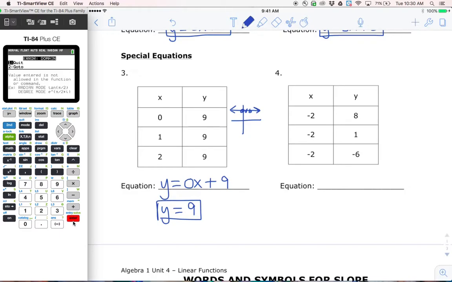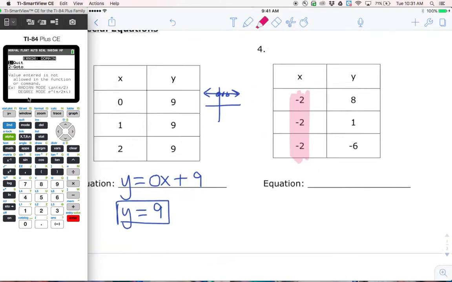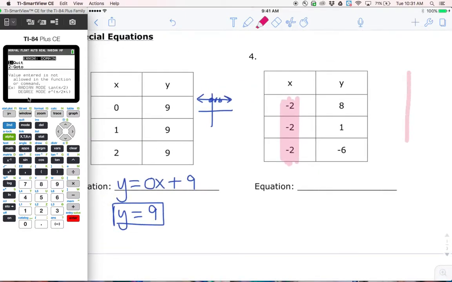And, error. We're getting an error for this one. Now we did it correctly. Why are we getting an error? Well, let's kind of think about what's happening here. So this one was a horizontal line. Slope was 0. You guys remember what this graph would look like? This would be a graph right here. So (-2, 8), (-2, 1), (-2, -6). Okay, what kind of line is this? That's a vertical line.